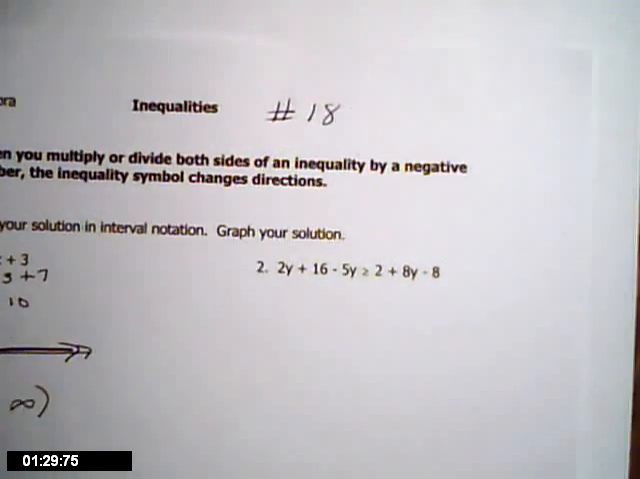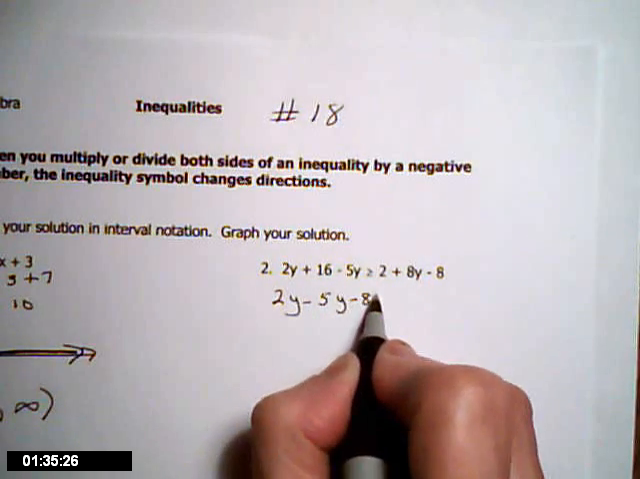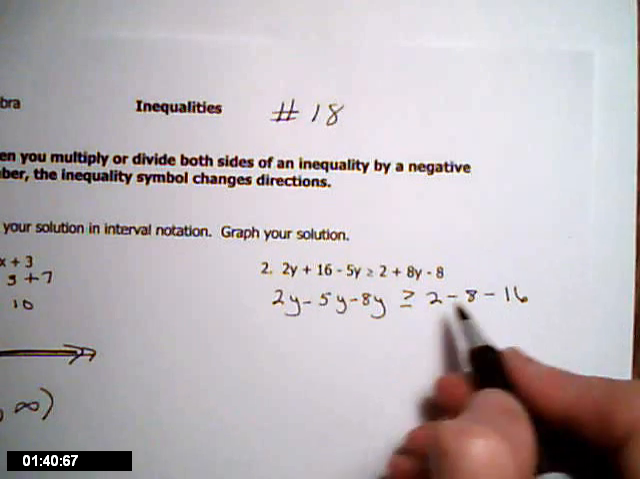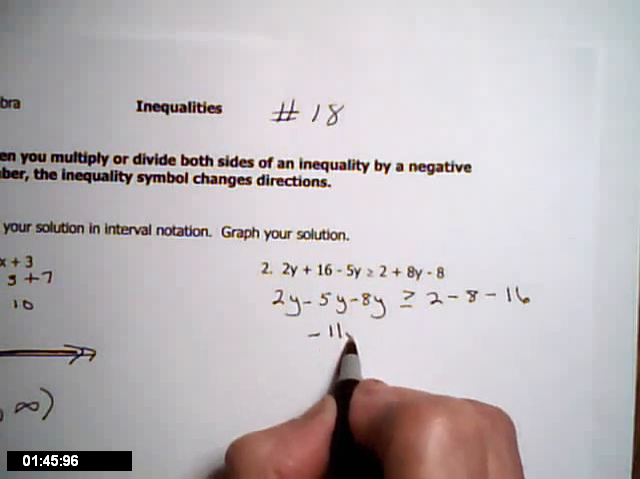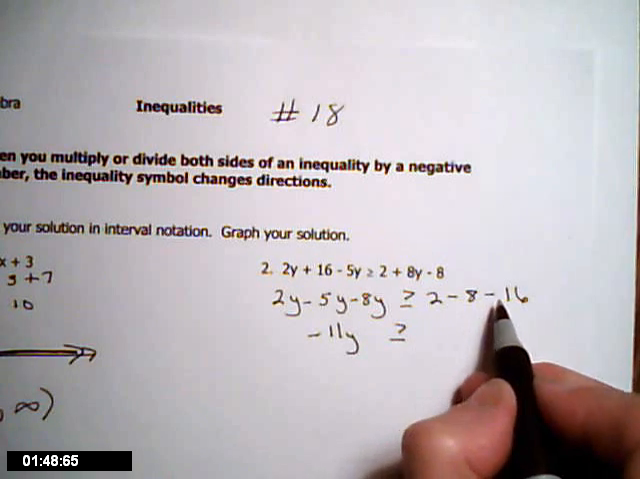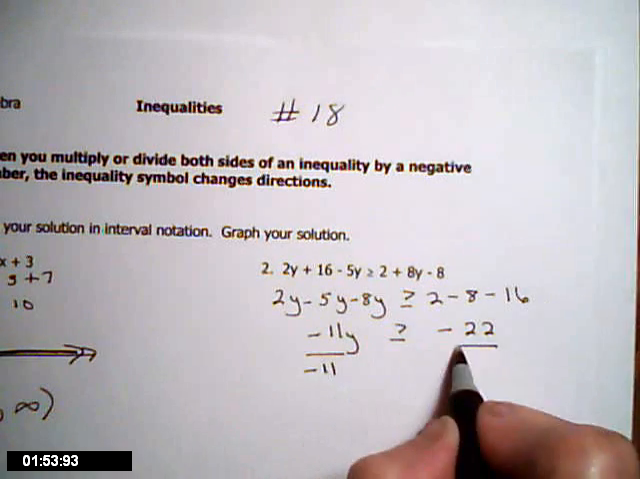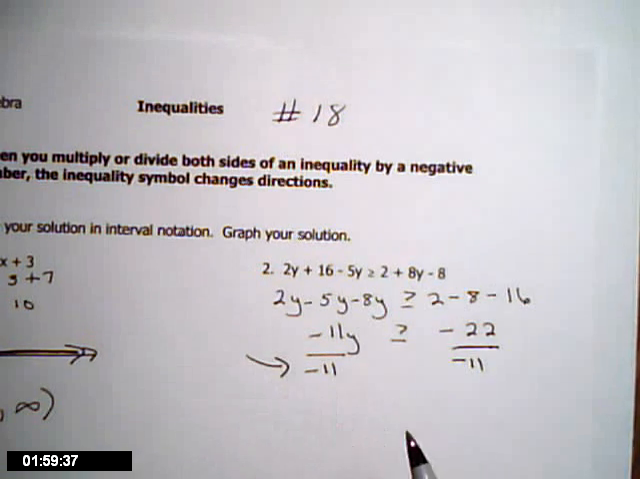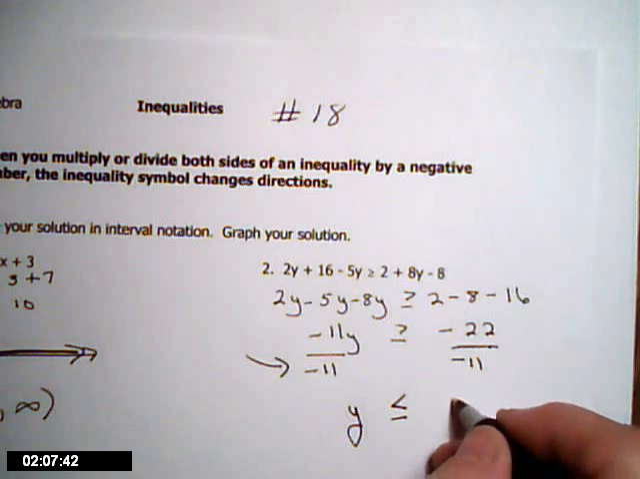Okay, let's look at problem number 2. I'm going to move my variables all to one side, constants to the other. 2 minus 5 minus 8 would give me a negative 11y, and 2 minus 8 minus 16 would give me negative 22. Now I'm dividing by negative 11. It doesn't matter what my answer is. It's because I am dividing by a negative that this sign is going to flip. Now this divides and leaves me y. 2 negatives divides and leaves me a positive 2.